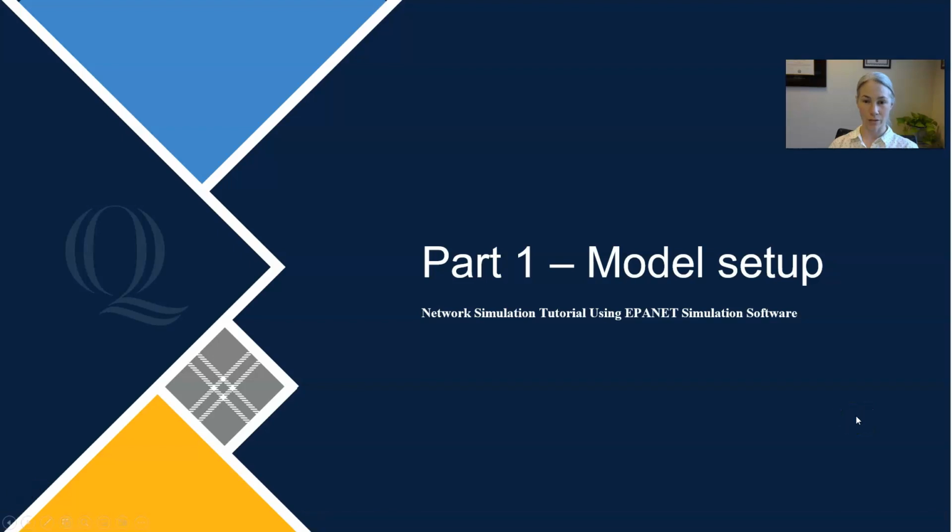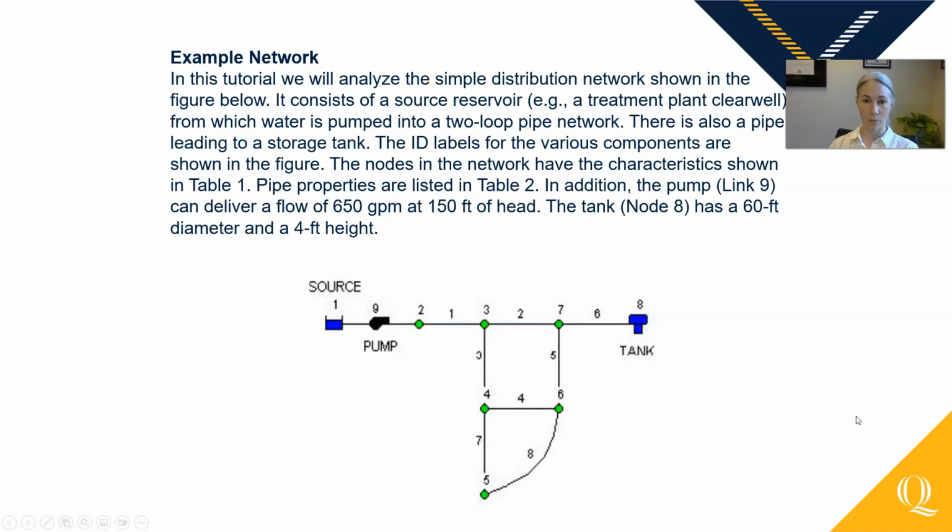Part 1 is model setup. In this lab, we're going to set up a model water distribution system. It consists of a source on the left here, and that, for example, is a clear well, which I'm sure you went over in environmental engineering. Water is pumped into the pipe network with a pump that appears here.